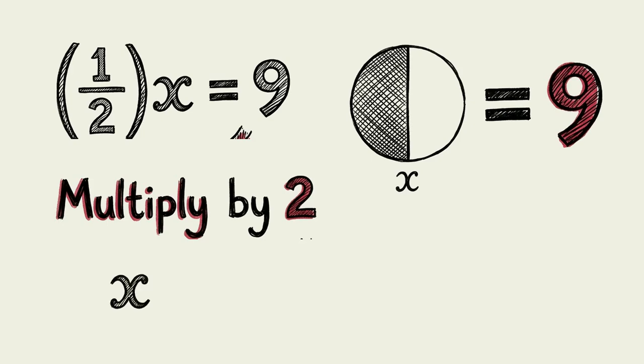So x equals 18. Check it. 1/2 times 18 equals 9. Still balanced. Fractions do not change the logic. They only change the arithmetic. Now, decimals.